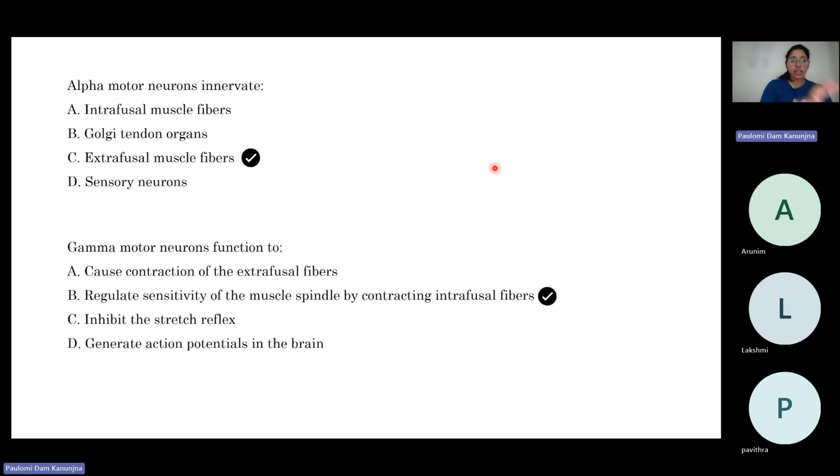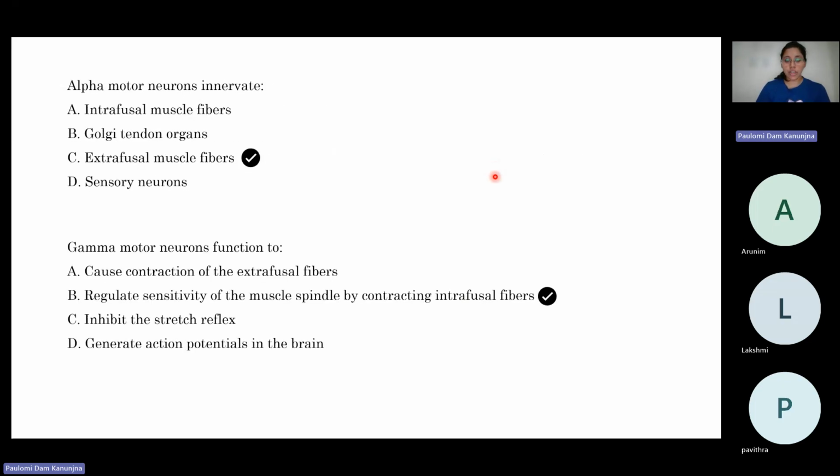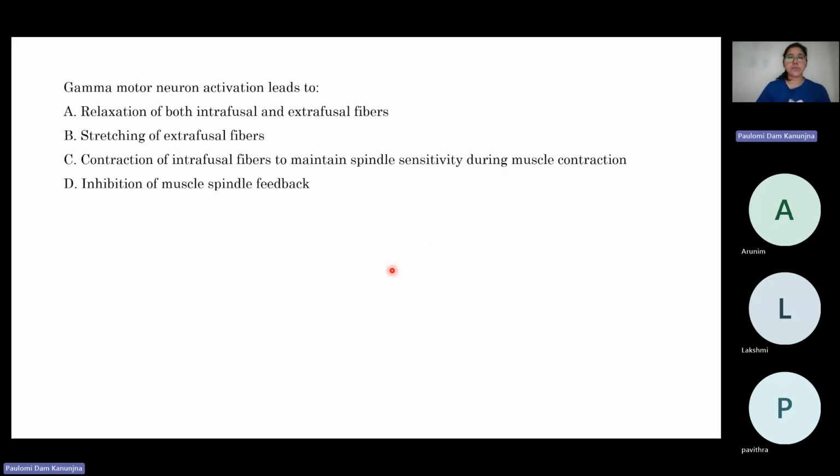So we did alpha and gamma. There's one more question on gamma just for your understanding. So we already did what it does. Just in other terms, what would you say?